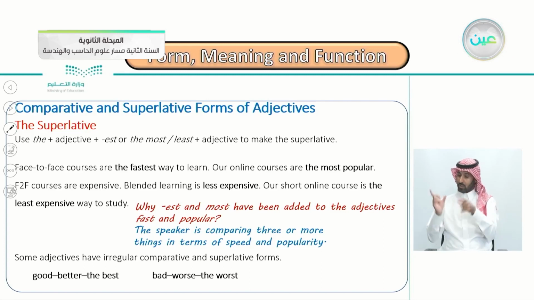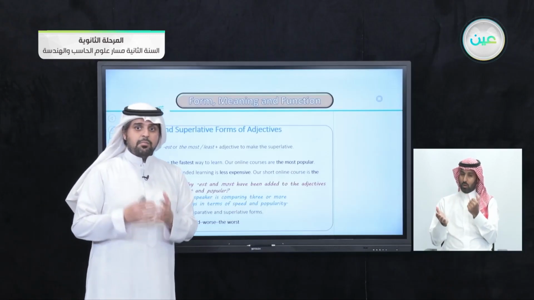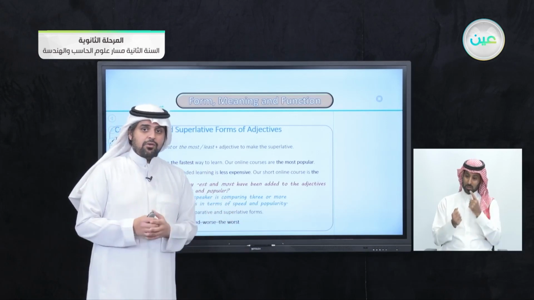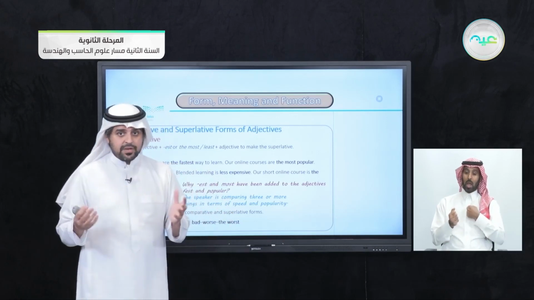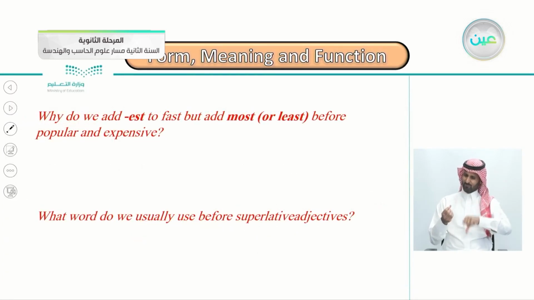So we say good and better when we compare two things. When you say, for example, my car is better than your car, or you can say my car is the best car. Or the adjective bad. The comparative form is worse, and the superlative form is the worst.